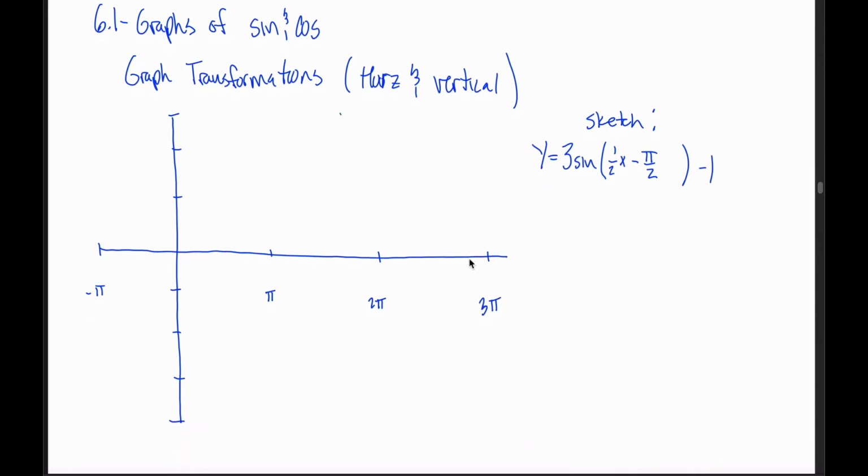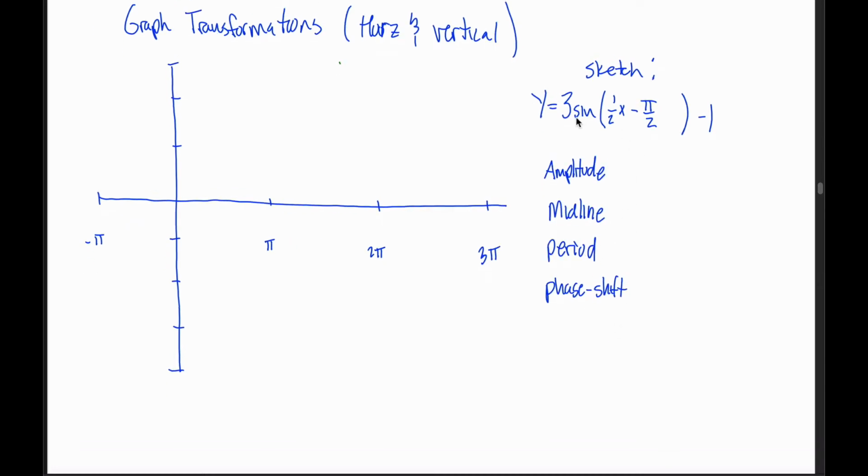What I would give you if this was a quiz is I would start you out with blank axes like this, and they'd all be scaled for you really nicely. And what I would ask you to do is sketch some graph, but it wouldn't be a one-step process. I'd first ask you about the amplitude, then the midline, then the period, then the phase shift. And then after doing all of that, then I'd have you sketch the graph.